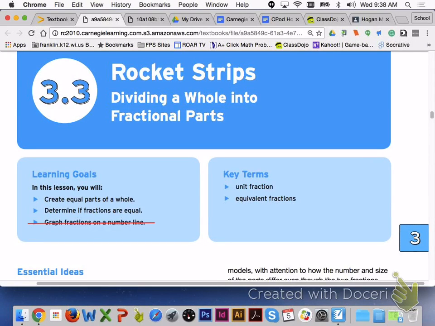Hi class, in lesson 3.3 we will be dividing a whole into fractional parts. Learning targets for today, we will create equal parts of a whole and determine if fractions are equal. Key terms to look for in 3.3, unit fraction and equivalent fractions.